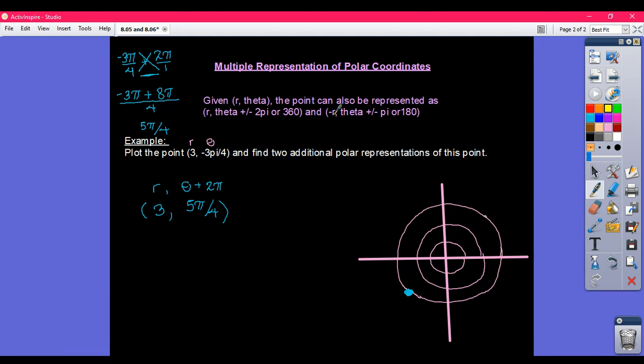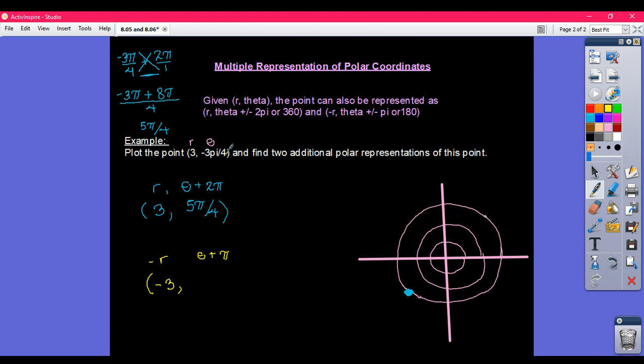Now the second one is changing the sign of r. So don't think of r as negative. It means you're changing the sign of r. So in this case, I'm going to change the 3 to negative. And when that happens, I take the angle and I add or subtract 180 degrees, or pi in this case, as many times as I want. And that would also give me another representation of that same point.